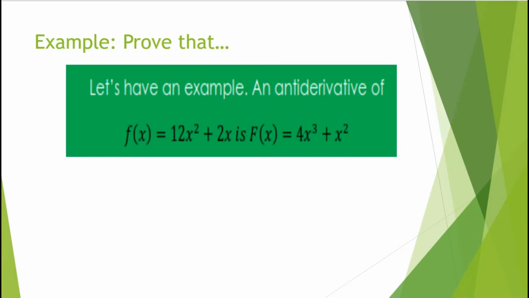To give you an example of that, prove that an antiderivative of small f of x equals 12x squared plus 2x is big F of x equals 4x cubed plus x squared. That big F prime of x is equal to f of x. Ibig sabihin, kung kinuha natin yung derivative nitong big F of x, ang magiging sagot niya is the small f of x. So, let's try, no?